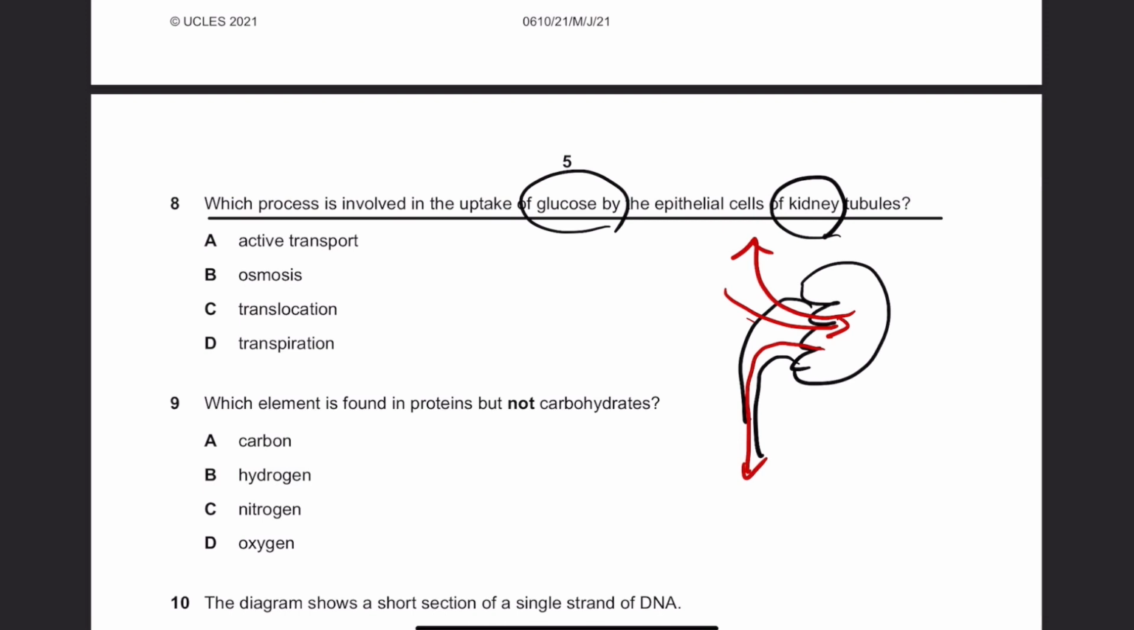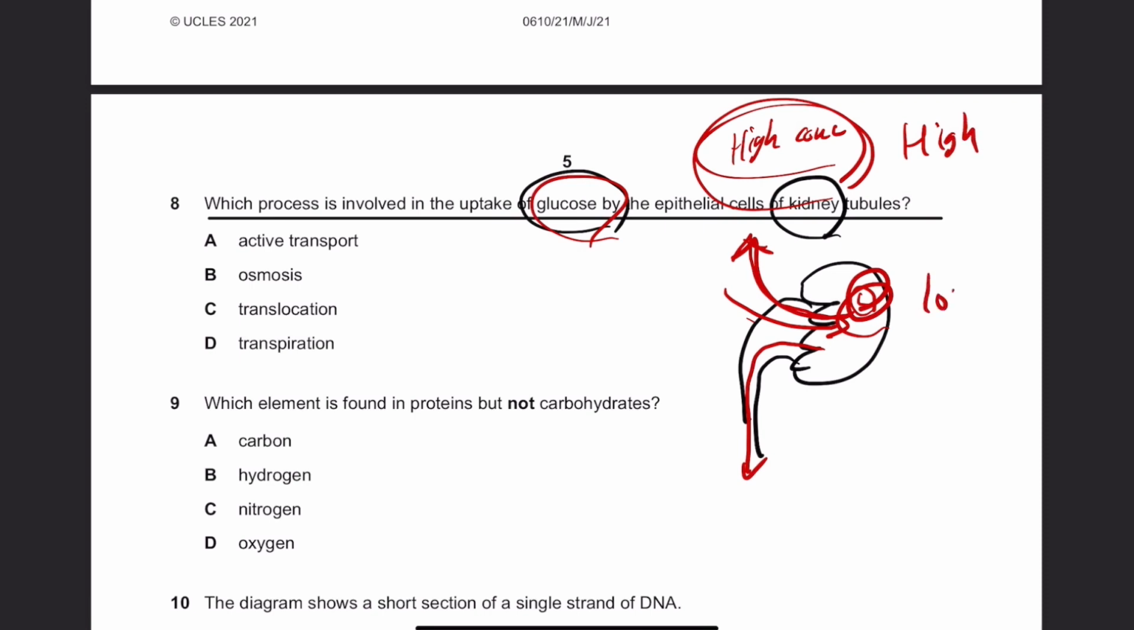So even if our body has a lot of glucose, like a high concentration of glucose already, and relatively low concentration is inside the kidney, it reabsorbs the glucose into the body where the high concentration of glucose is. So movement of particles or molecules from low concentration to high concentration is, of course, the active transport. So the answer is A for this question.